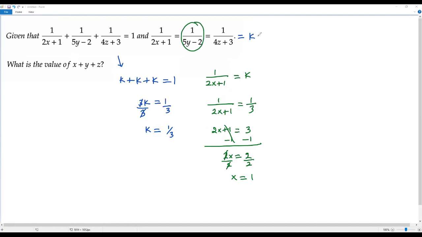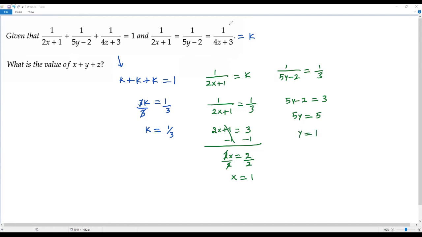Now let's equate this one to k. Then we have 1/(5y−2) equals k. Actually, we already got the value of k, that is 1/3. So instead of writing k on the right side, we can take the value of k, that is 1/3. Now we can take a reciprocal on both sides of this equation. Then I'm getting 5y−2 equals 3. We can add 2 to both sides of the equation. Then I'm getting 5y equals 5. When I divide both sides of this equation by 5, I'm getting y equals 1.